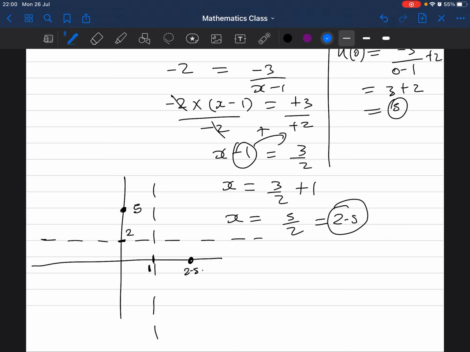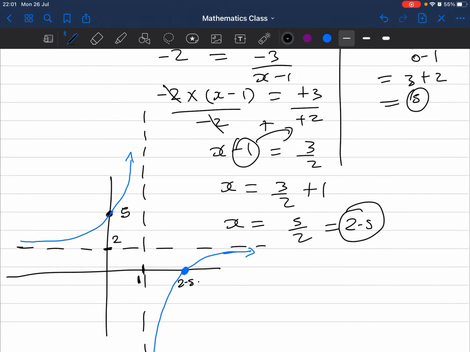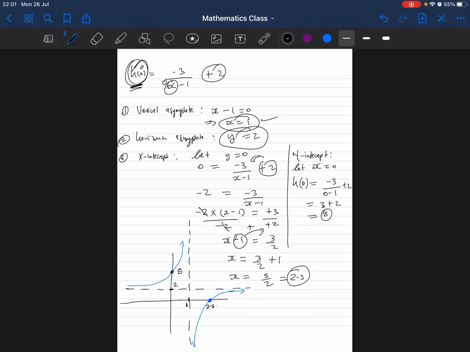Now you see that your graph will look like this. It approaches the asymptote, passes through the x-intercept, and approaches the asymptote. See? Approaches the asymptote, passes through the y-intercept, and approaches the asymptote. Ta-da! This is your y. I don't know why I said that, but this is how you actually draw your hyperbola. Awesome.